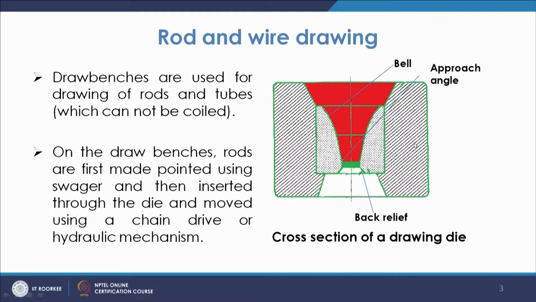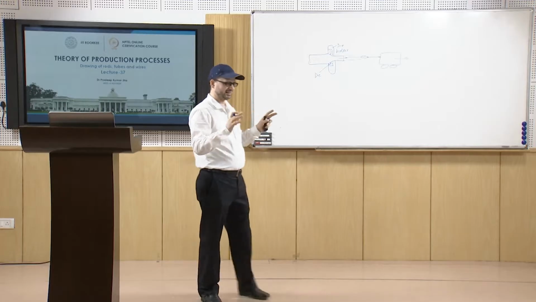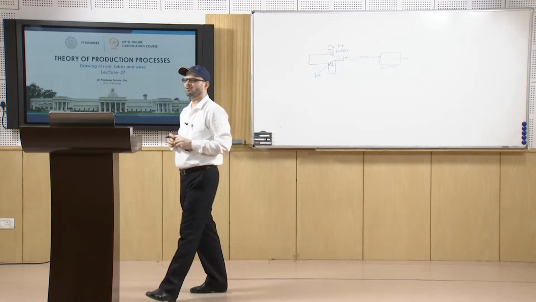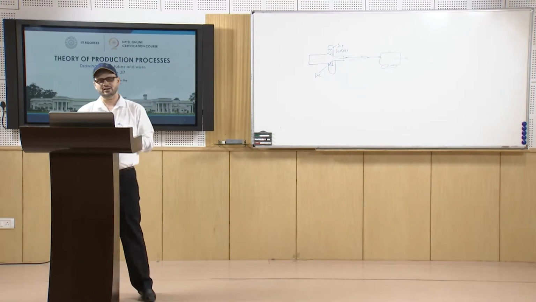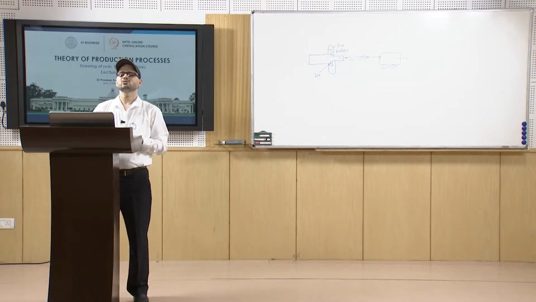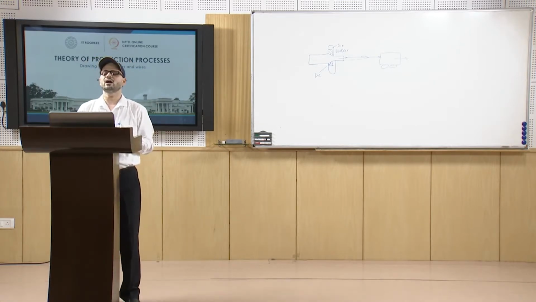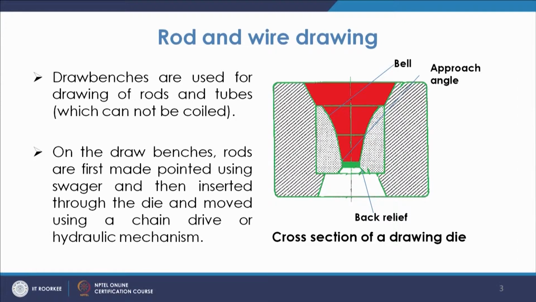This portion is the casing, that is normally made of steel, and this is the portion which is made of cemented carbide, which basically gives the resistance to any kind of deformation, inside which the material is plastically deformed. So, that is the cross section of the drawing die, which is what you see in such cases.